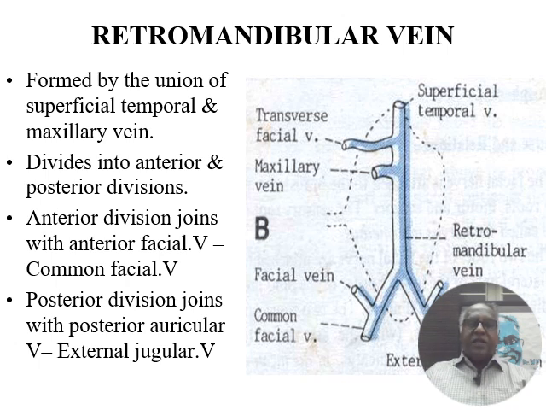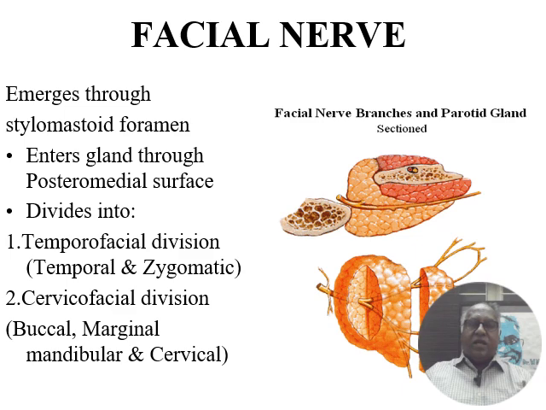It divides into anterior and posterior divisions. The anterior division joins the anterior facial vein to form the common facial vein. The posterior division joins with the posterior auricular vein to form the external jugular vein. This you would have seen when you studied the face, the common facial vein, and how it gets connected with the deep area, the dangerous area of the face, all of which you have studied in the face.